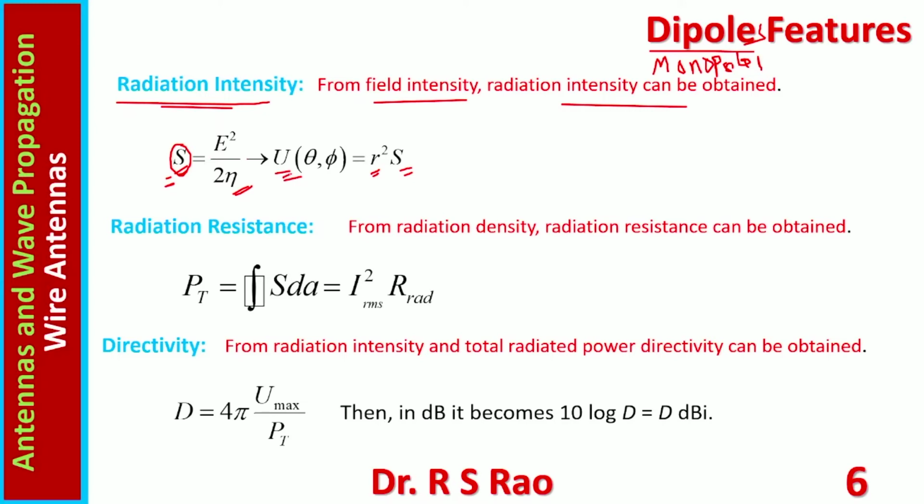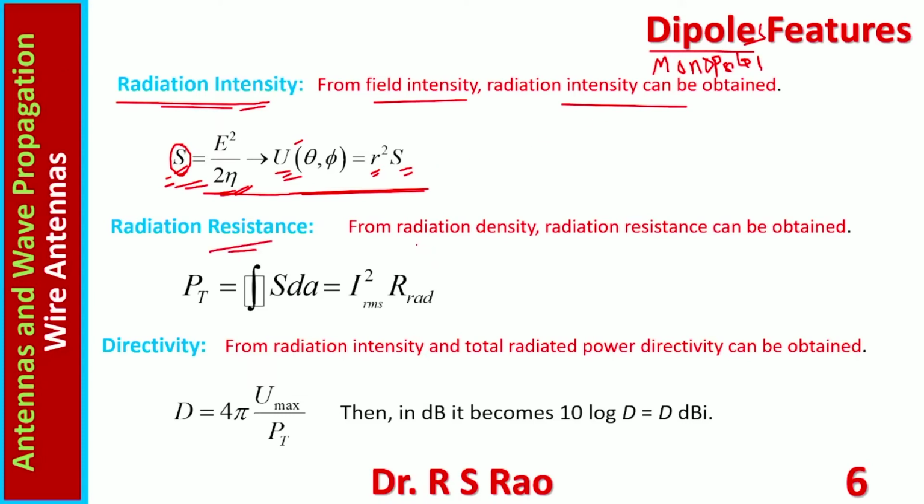If we want radiation intensity for a short dipole, we have to use its expression for field intensity in the relation for S. If we want radiation intensity for a monopole, we have to use its field intensity expression in the relation for S here and proceed further to get radiation intensity. So this is the general line of computation for radiation intensity, applicable for the three types of conductor antennas we are considering here.